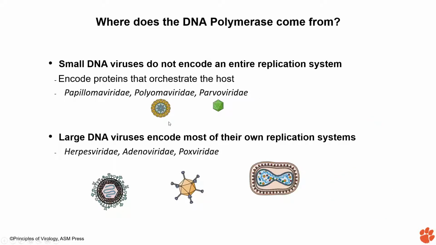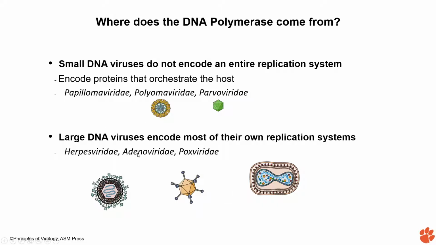So right here, small DNA viruses encode the proteins that orchestrate the host. What we mean by orchestration is that these proteins made by the virus channelize the host DNA replication function to make the viral DNA replicate. That's basically hijacking the system. That means what we mean by orchestrating the host is making cellular proteins do a different function for the viral replication.